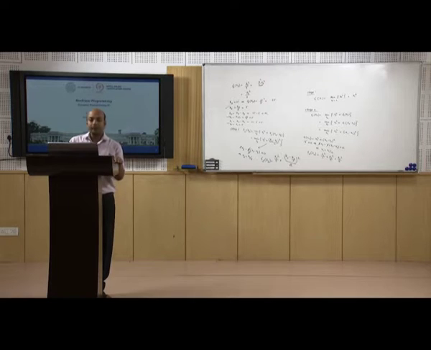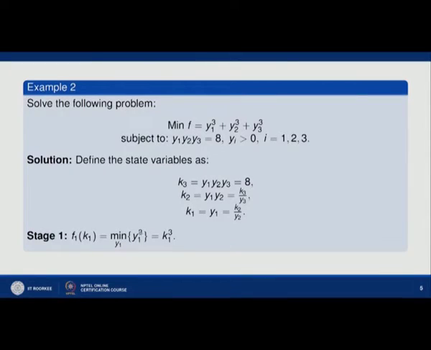Now, in stage 1, again we take the minimum of the first component of the objective function, that is y1 cube. In the second stage we take y2 cube plus whatever we obtained in the previous stage, that is stage 1. It is an addition here.